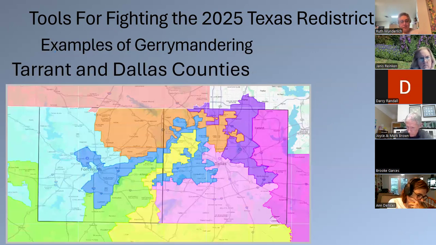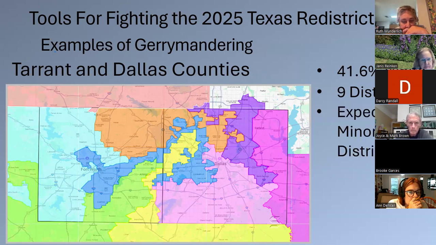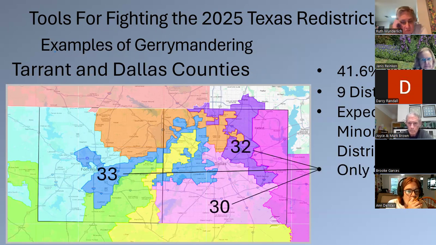So let's look at a gerrymander. This is the current Tarrant and Dallas County lines. Before we get into that, let me tell you that Dallas and Tarrant County combined is 41% white. There are 9 congressional districts which go through these. You would expect it to be 4 white districts. You would expect 5 or 6 minority districts. There are only 3 minority districts, and in the new map, only 1.